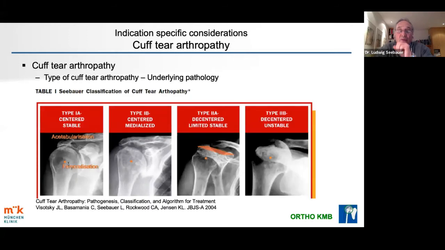When we started with reverse arthroplasty, we wanted to be independent of the etiology. We only want to look at the morphology, and at the stability and dislocation of the center of rotation. Therefore, we distinguish between 4 types. We have a type 1, which is characterized by a stable center of rotation, and a type 2, which has an unstable center of rotation, and type 2B is statically decentered. The type 2A is limited stable and is only dynamically unstable.